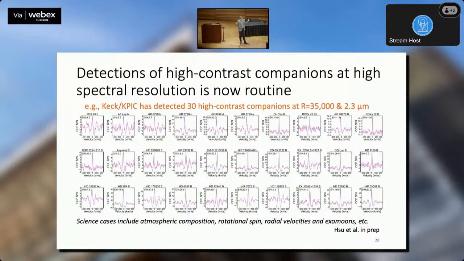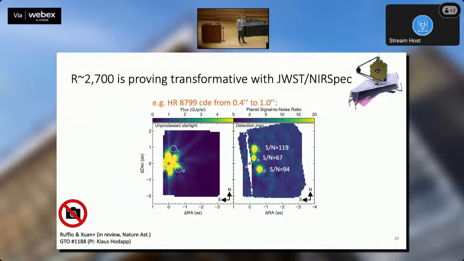But really the message here is that high-resolution spectroscopy from the ground is fairly routine. It's a mature technique. We know how to do atmospheric retrievals. We know how to detect planets and reduce data at high spectral resolution. We have been more recently applying this technique to JWST. JWST has a moderate resolution spectroscopy mode in NIRSpec and in MIRI, but I'm going to focus on NIRSpec here, with a resolution of 2700.